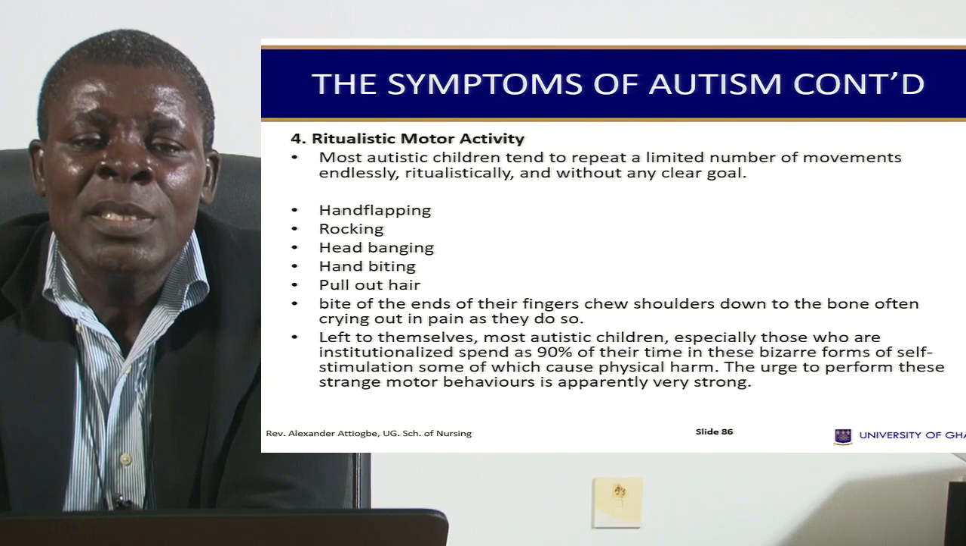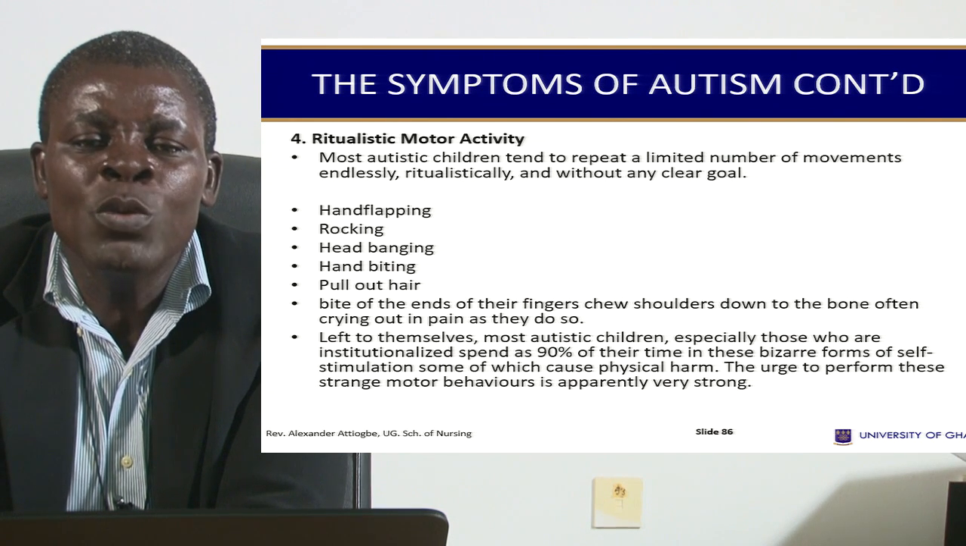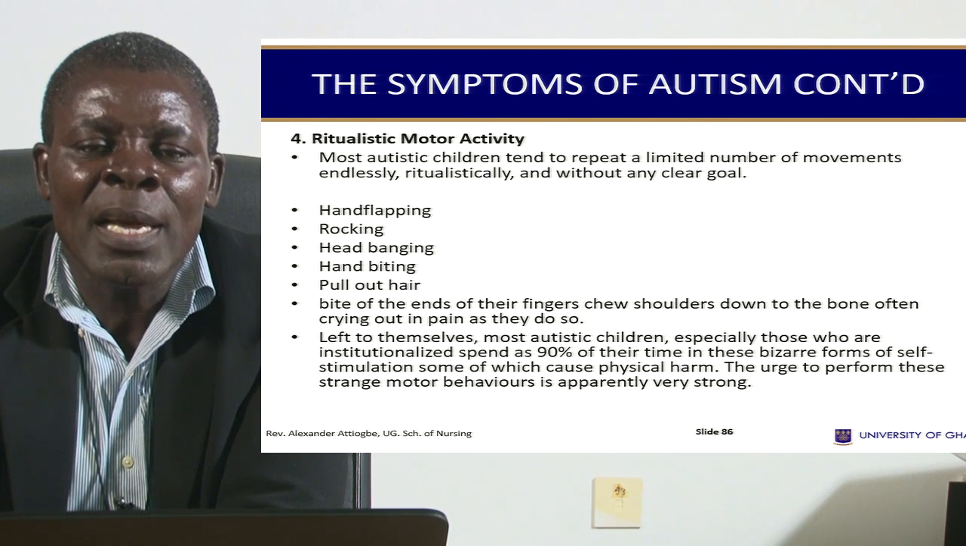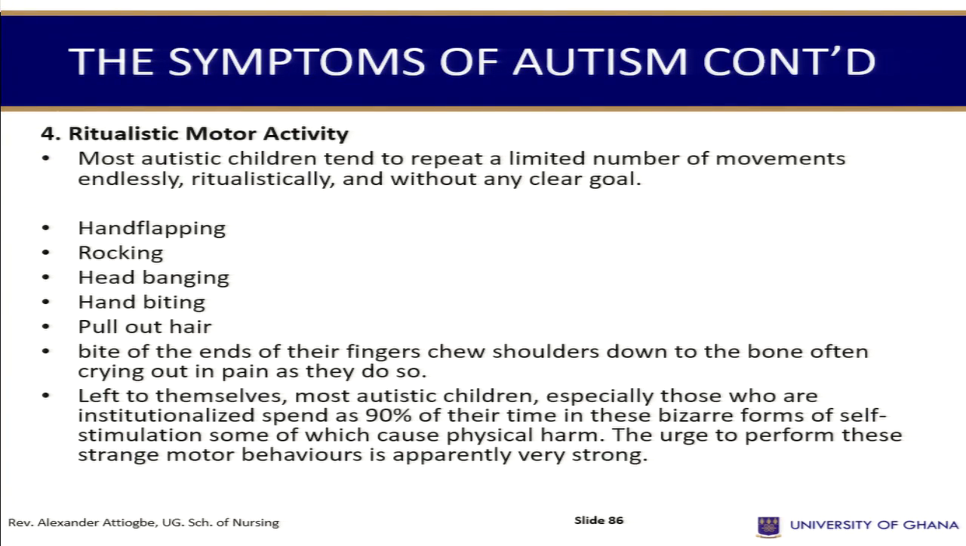The next symptom is ritualistic motor activity. Most autistic children tend to repeat a limited number of movements endlessly, ritualistically, and without any clear goal. Examples are hand flapping, rocking, head banging, hand biting, pulling out of hair, otherwise called trichotillomania, biting the ends of their fingers, chewing shoulders down to the bone, often crying out in pain as they do so.